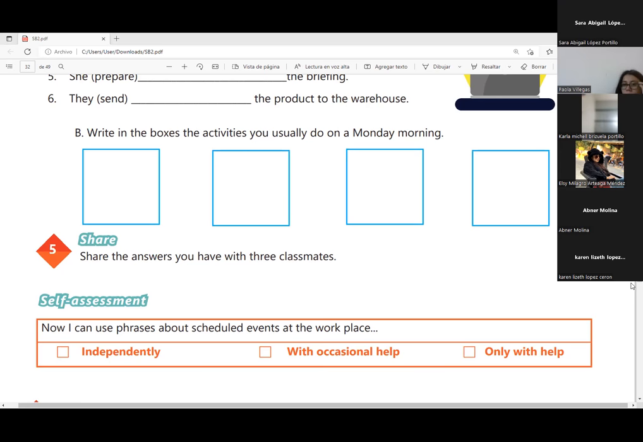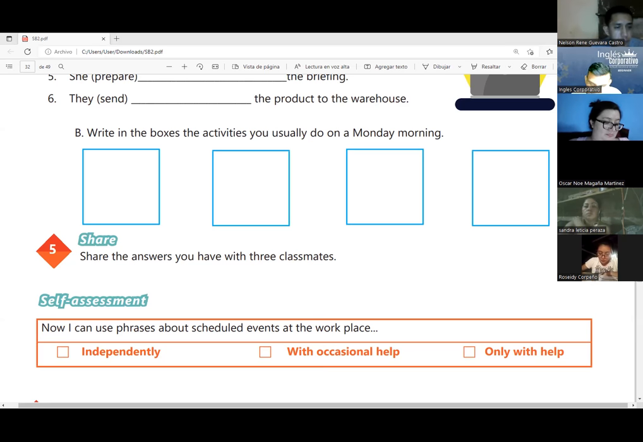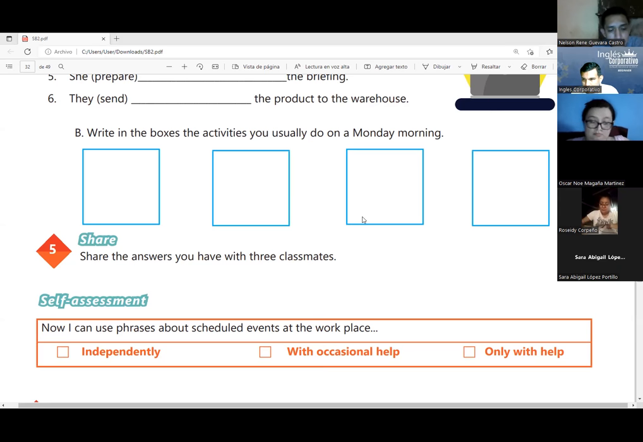Another volunteer. Mr. Oscar, go ahead, Mr. I usually, on Monday morning, count money. Okay, you count money. Excellent. Usually on Monday, I prepare a sales report. You prepare a sales report. Excellent. Very good. Mr. Nelson. I usually send a report on Monday morning. And the second, I always see the accountant on Monday morning. Okay, el contador se refiere? Sí. Sería accountant. Accountant. Excellent.